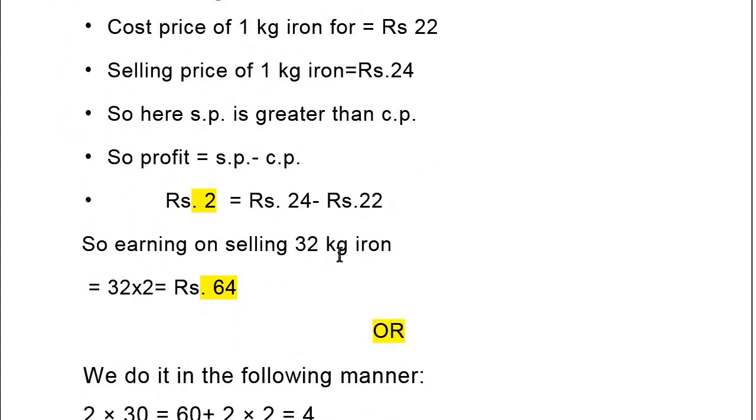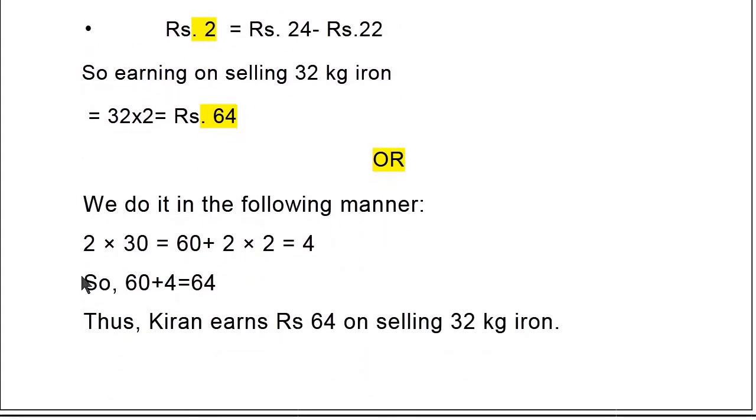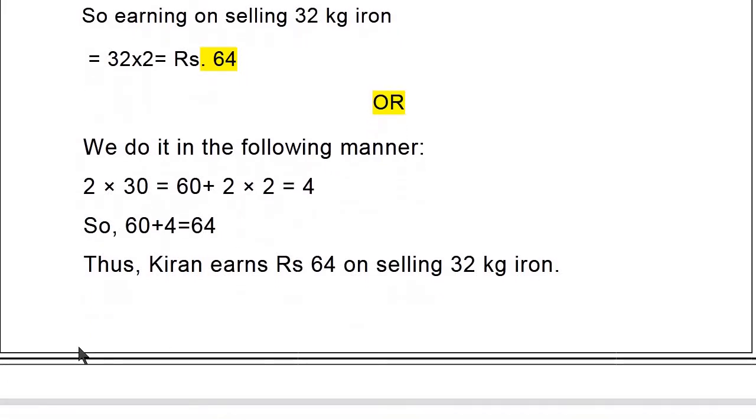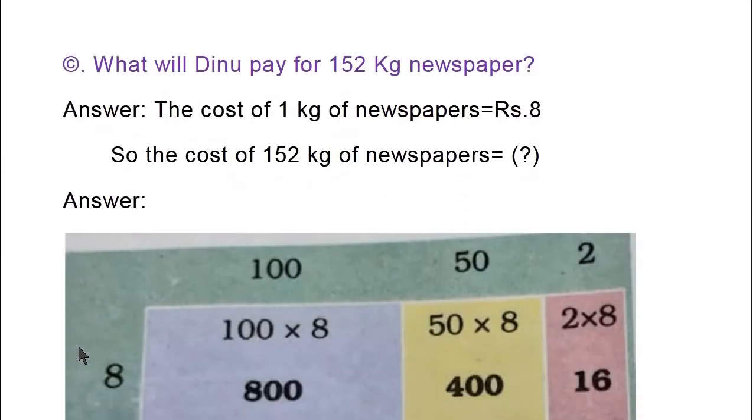So earning on selling 32 kg iron is equal to 32 into 2. 1 kg iron profit is 2 rupees. So when 32 kg iron is sold, there are 64 rupees. 32 into 2 is equal to 64 rupees. We do it in the following manner. 2 into 30 is 60 and 2 into 2 is 4. 60 plus 4 is 64. Thus Kiran earns 64 on selling 32 kg iron.